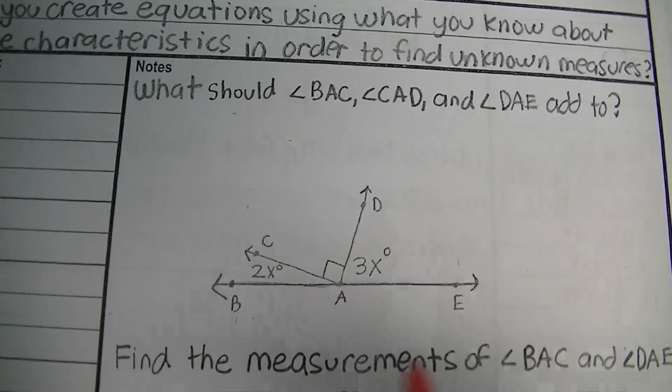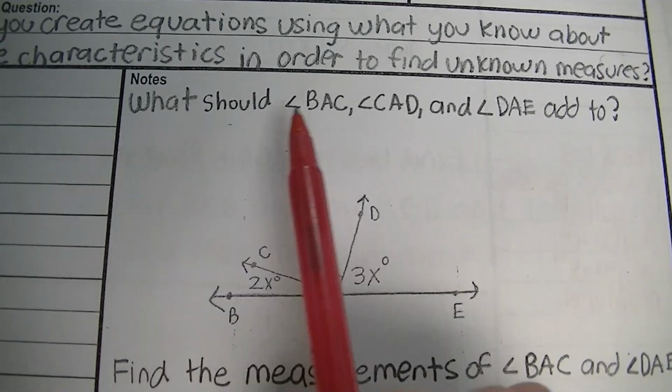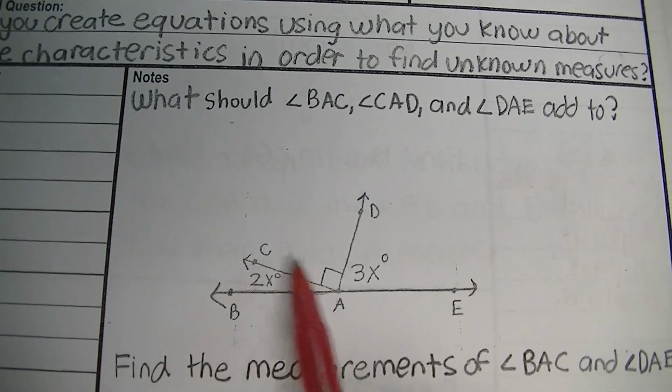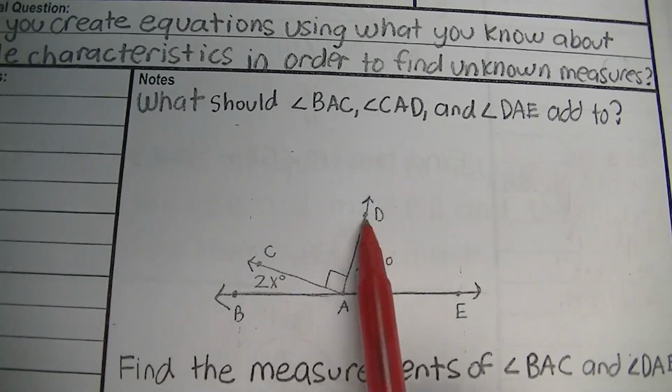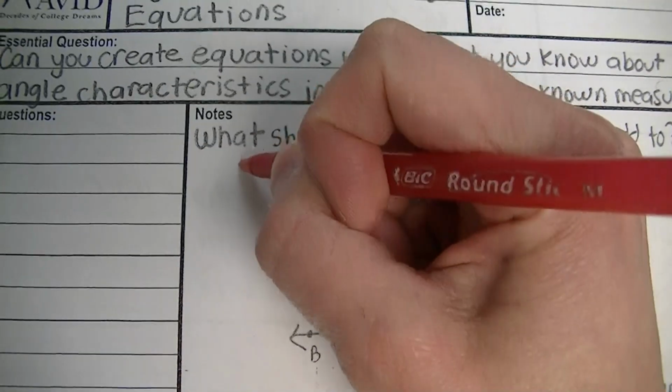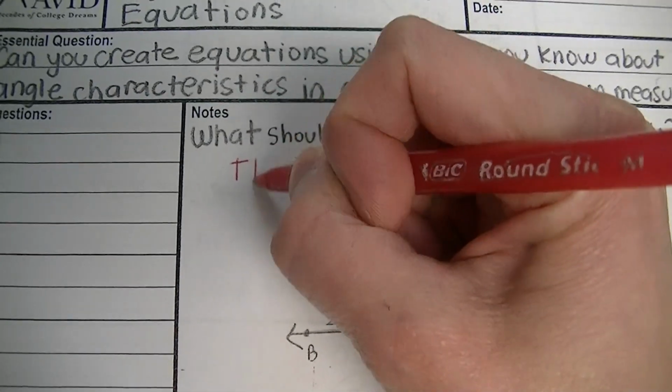So the first question asks, what should angle BAC, angle CAD, and angle DAE add to? Well, since they're angles on a line, they'll have a sum of 180 degrees.